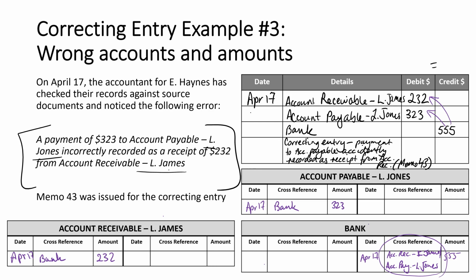So this is the most complex kind of correcting entry where you've got an amount and an account that is incorrect. And usually how they like to phrase these is one like the example where we've accidentally put it into the wrong account receivable or the wrong account payable. So just be really careful around the names in particular that you've got them the right way around as well.